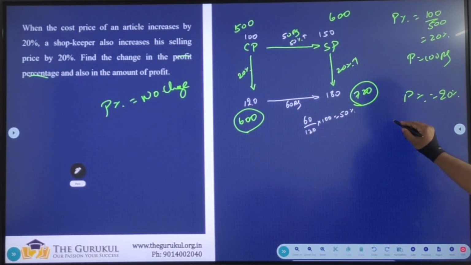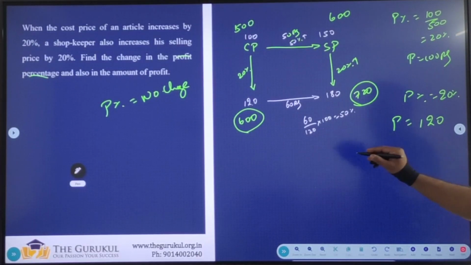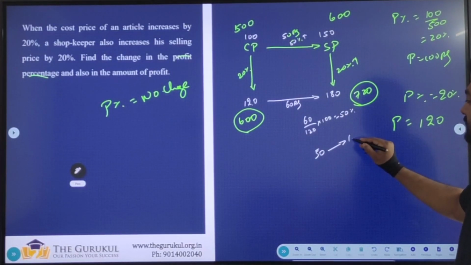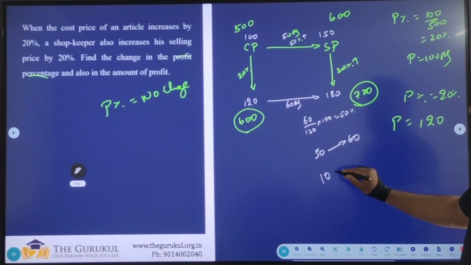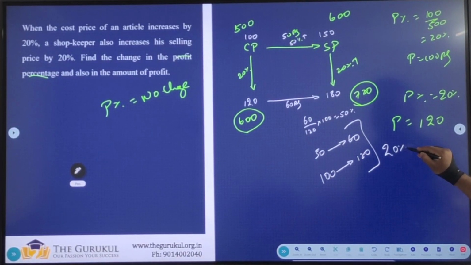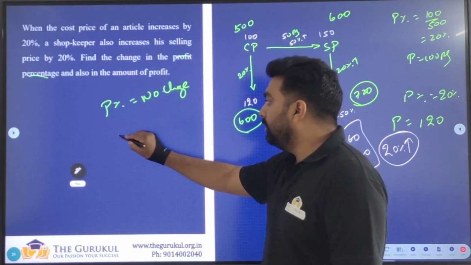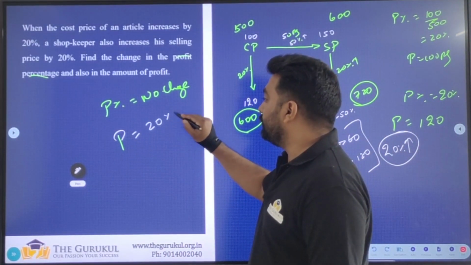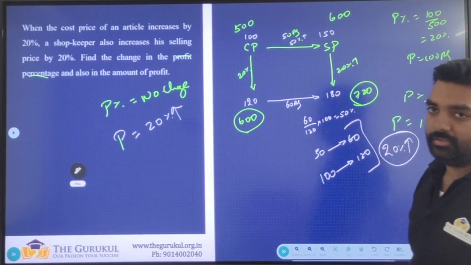But what is the change? Profit is equal to 120 rupees. Can I say in the previous case 50 became 60, in this case 100 became 120. So can I directly conclude 20% increase in the profit is happening? That's all. Profit is equal to 20% increase.